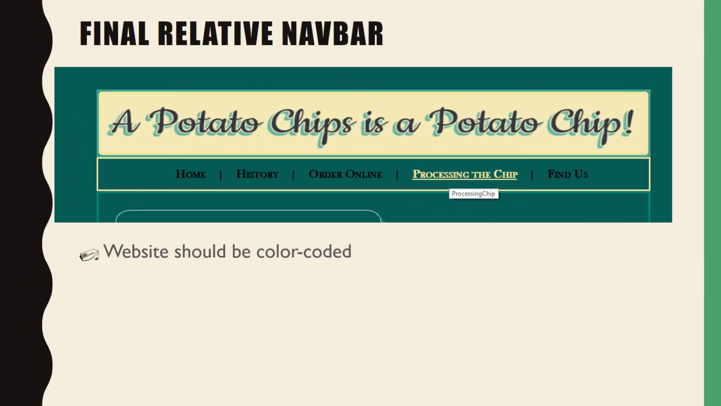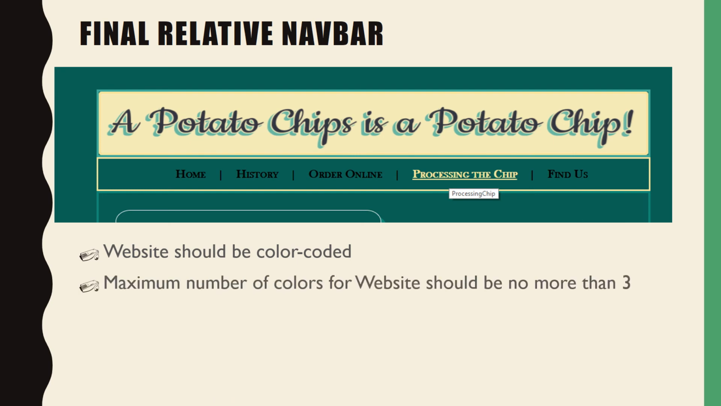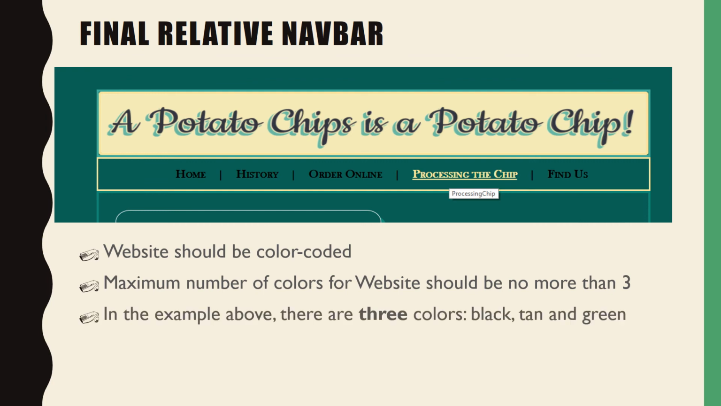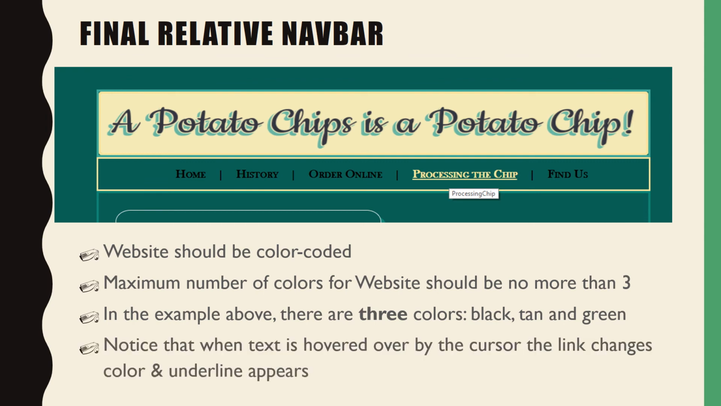When you're done, the website should be color-coded. You should have a minimum number of colors for the website. There should be no more than 3. Notice that in the above example, we have 3 colors: black, tan, and green. And also notice that when the text is hovered over by the cursor, the link changes color and an underline appears. Plus, you notice that you have a screen tip.